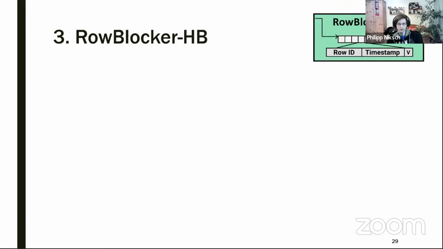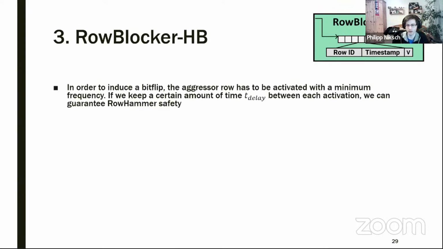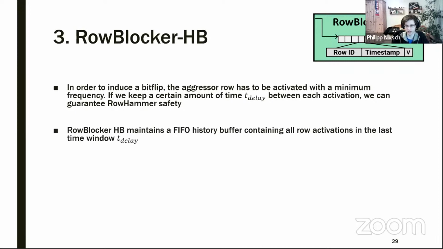Let's now talk about the second component of RowBlocker. For a bit flip to occur, a row has to be activated with a minimum frequency. So if we keep a certain amount of time t_delay between each activation, we can guarantee RowHammer safe operation. In order to achieve this, the RowBlocker HB maintains a first in, first out history buffer containing all row activations in the last time window t_delay.